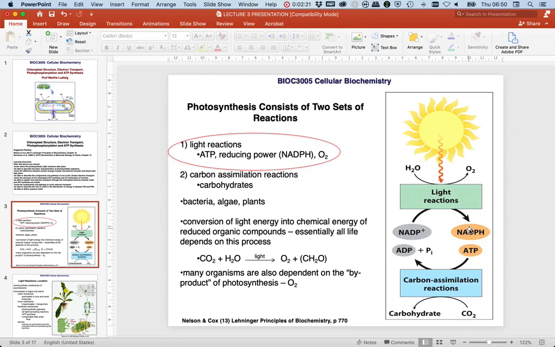So the essence of the light reactions and the carbon assimilation reactions is to convert light energy into chemical energy, and that chemical energy is in the form of reduced organic compounds. And essentially all life on the planet is dependent on this process.